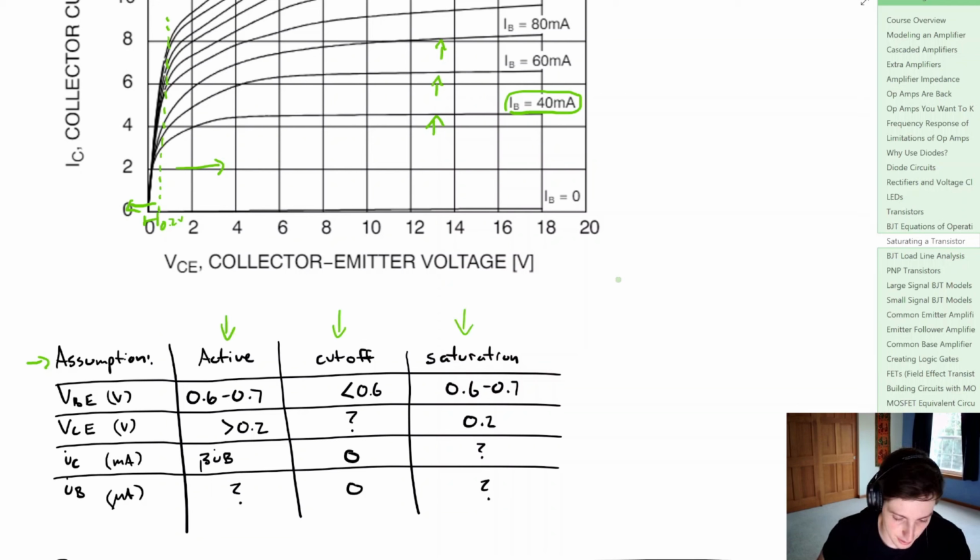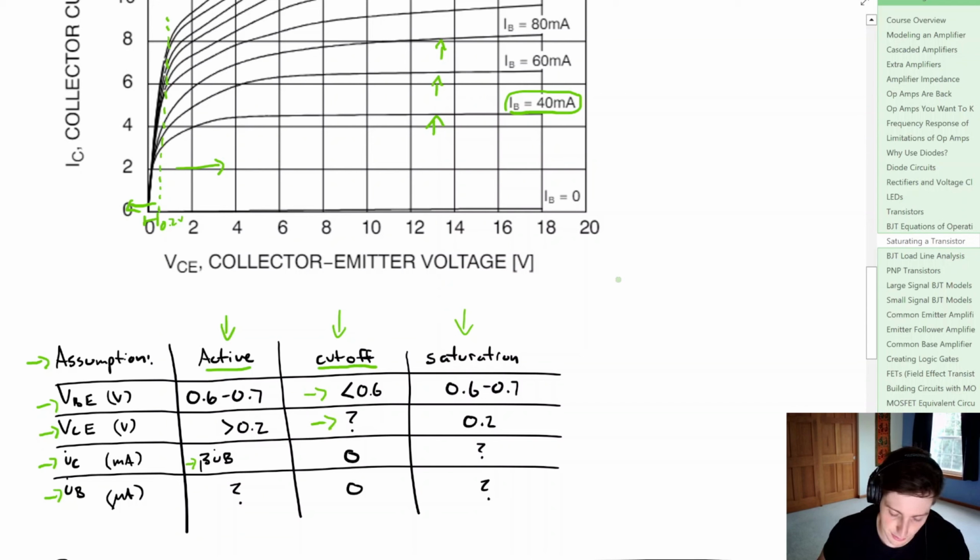Now we know for the active region, or the active mode, VBE is going to be 0.6 to 0.7 volts. VCE, we're going to expect that to be greater than 0.2 volts. Our collector current, we can approximate that to beta times IB, and we probably don't know what our base current is. That's what we're going to have to find. Now if we're in the cutoff region or cutoff mode, typically VBE is less than 0.6 volts.